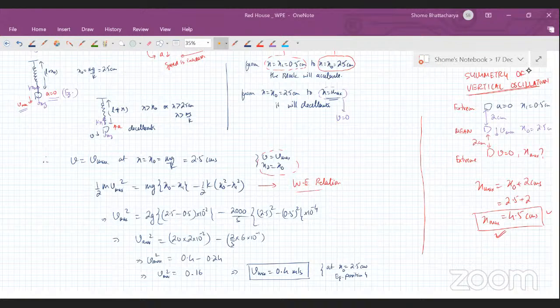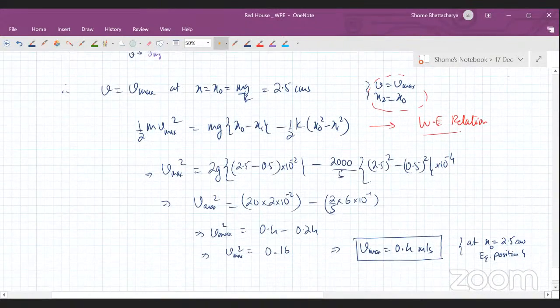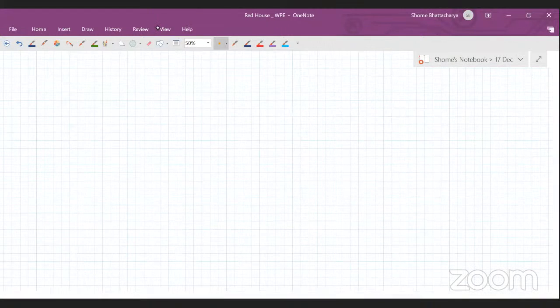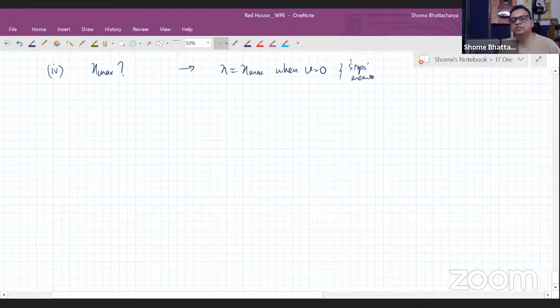Yeah, so that thing again we can see that if we apply the work energy theorem also, we'll be able to verify this result. So now we can verify this by making use of the conservation of energy equation or the work energy relation. So for the last part of the question, we wanted to find x maximum. So x will be equal to x maximum when the speed of the block becomes 0. It comes to rest momentarily, stops momentarily because then it will accelerate upwards after stopping.